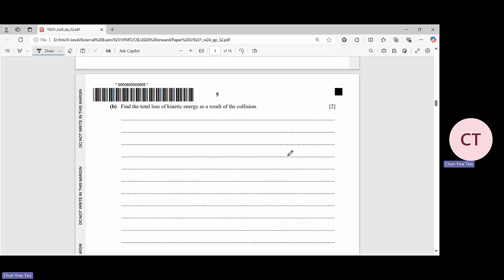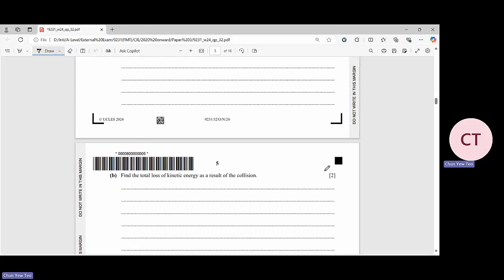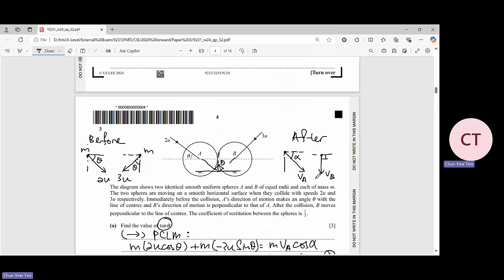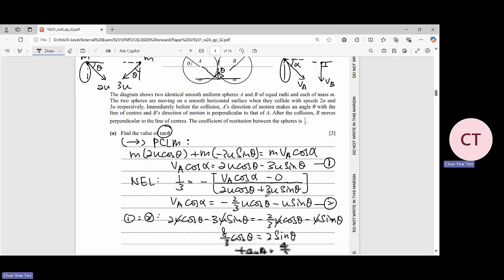B. Find the loss of the KE as a result of the collision. To find the loss of the KE, we need to get VA squared and VB squared. For VA, if you consider the component perpendicular to the collision, you have VA sine alpha. If you consider the vertical motion, before and after, for VA sine alpha, you are getting 2u sine theta.